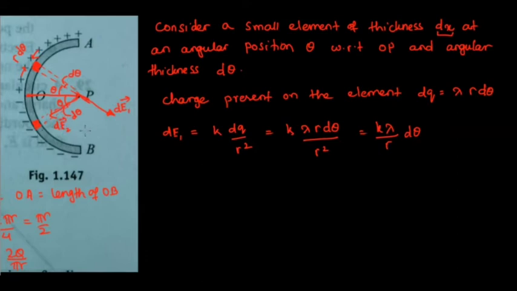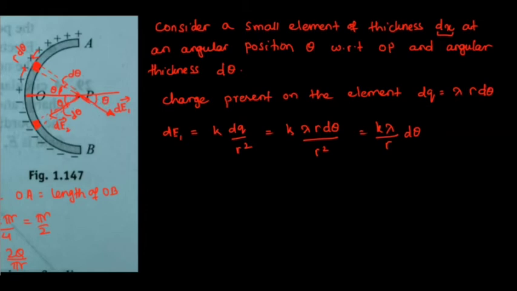For a positive charge, electric field is away from it. For a negative charge, electric field is towards it. So dE1 is directed along this direction, but dE2 is directed along this direction, towards the negative charge. If this angle is theta, let me extend this line. If this angle is theta, then this angle is also theta.